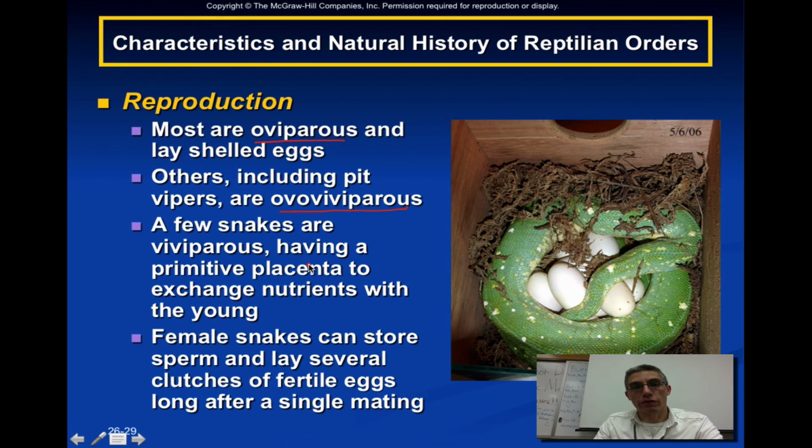Few snakes are viviparous, in other words, having a very primitive placenta to exchange the nutrients with their young, but there are a few that are out there. Female snakes can even store sperm for many months, if not many years, and so they can actually lay several clutches of fertile eggs long after a single mating.